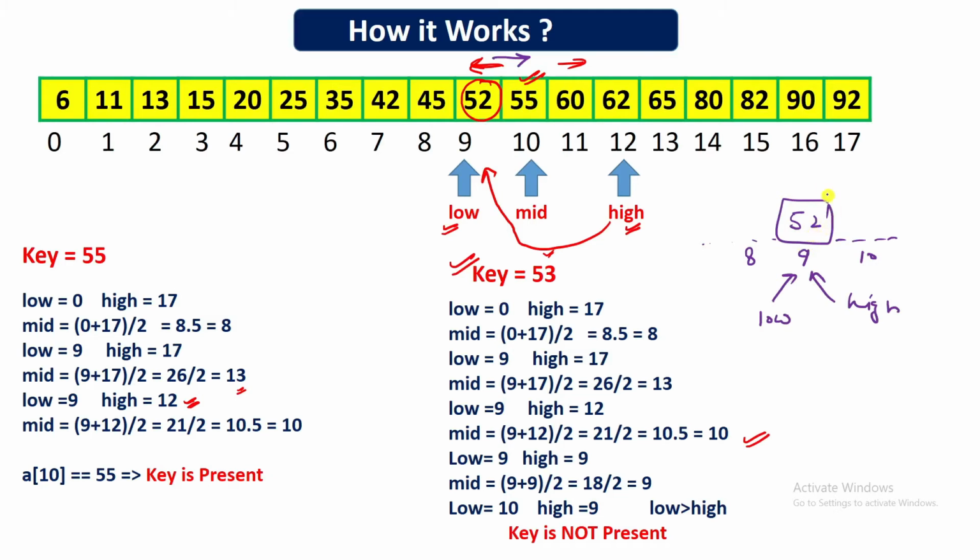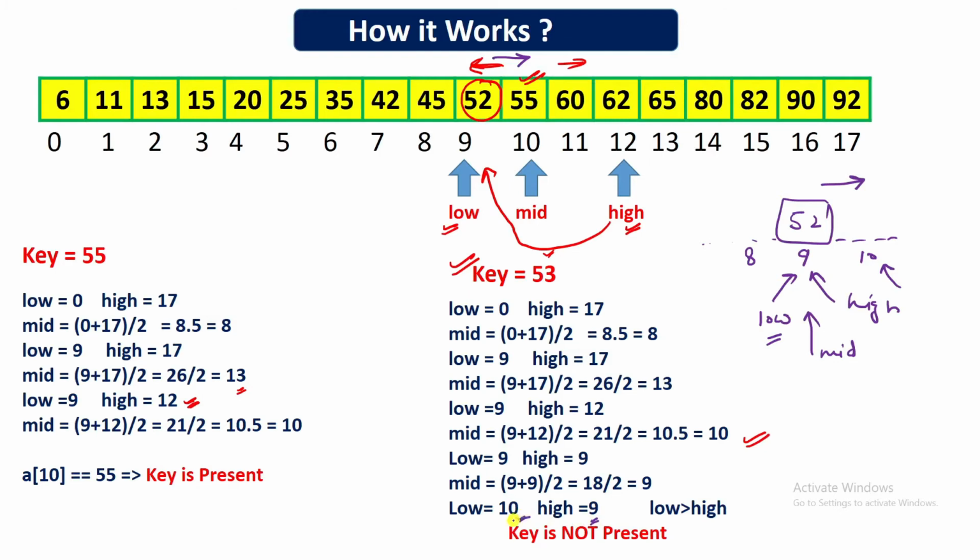So now what will happen? 53 can only be on this side. So now you have to change your low variable, right? Low pointer should be changed. So low pointer will now shift to this, that is mid plus 1. Okay, currently this is mid also. Okay, so low will be changed to mid plus 1, that is low will come at the 10th index and high will remain at the 9th.